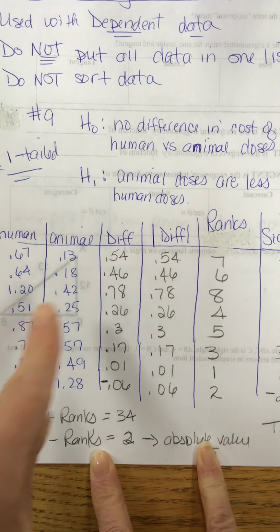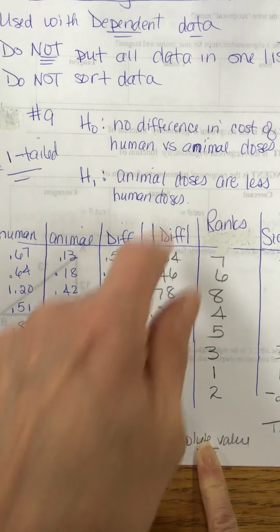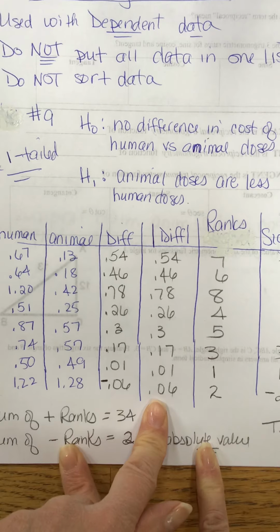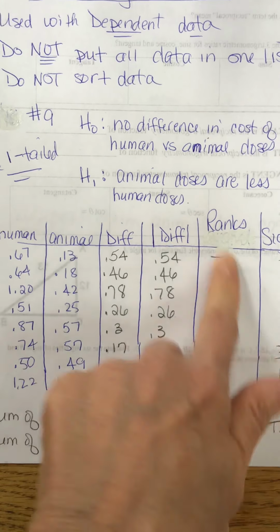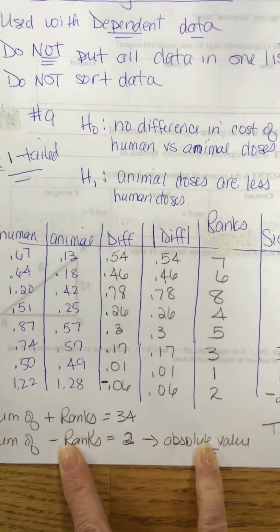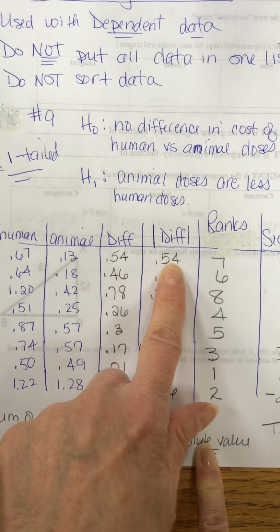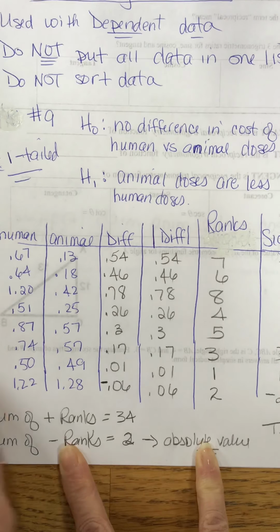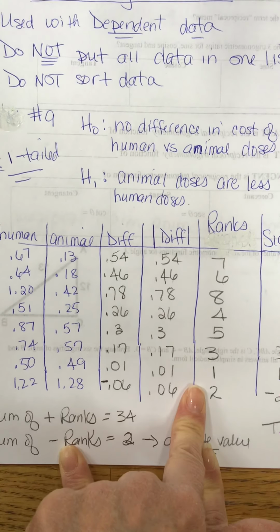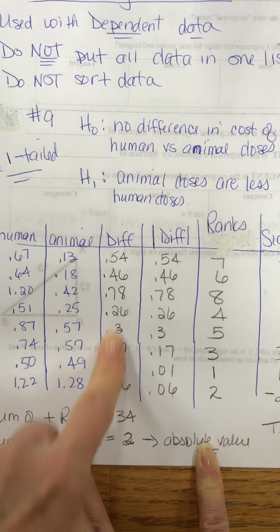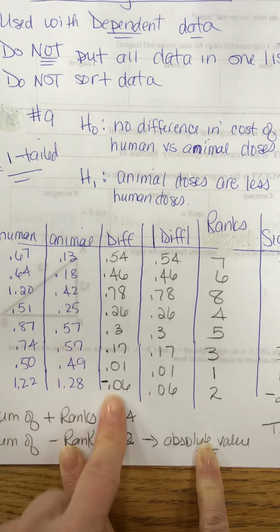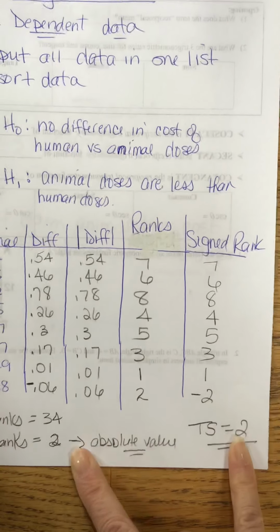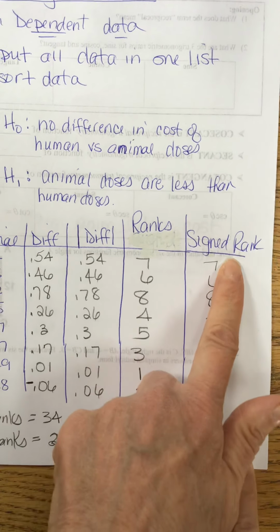You could put these in a list. You could sort them. You could rank them. But then these numbers have to be in this order. They don't want these rearranged. I want to know that this drug differs by 54 cents and this drug differs by 46. So there's your ranks. Then you're going to go back here and see which of those differences were positive and negative, and this is where the name of the test comes from, signed rank.